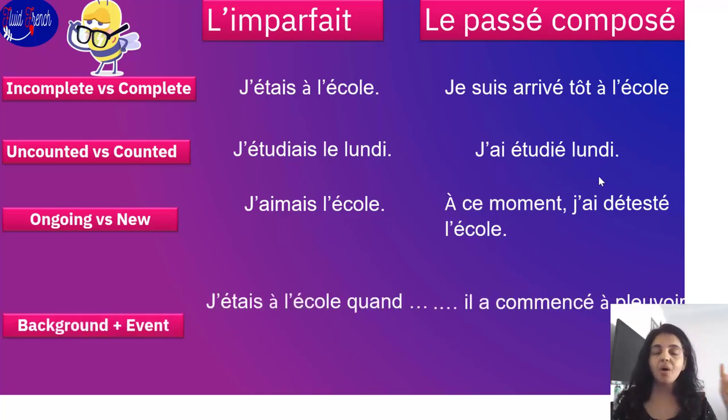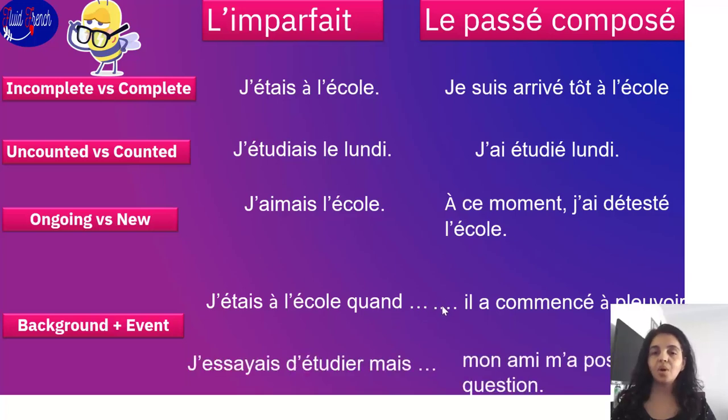Background plus event. We saw a similar example in the previous slide. What is happening here? Let's see. J'étais à l'école quand il a commencé à pleuvoir. This is just adding these two sentences. There is nothing in between. It's not a blank. It's just adding it. J'étais à l'école quand il a commencé à pleuvoir. So it started raining when I was at school. Something was happening when something else happened. So the first background event that was happening comes in imparfait, and something that happened after that or during that will come in passé composé.